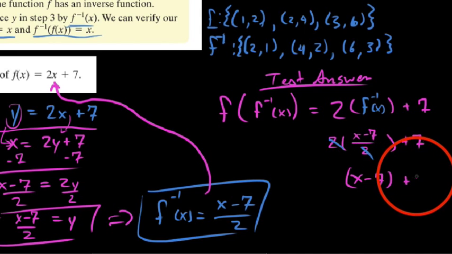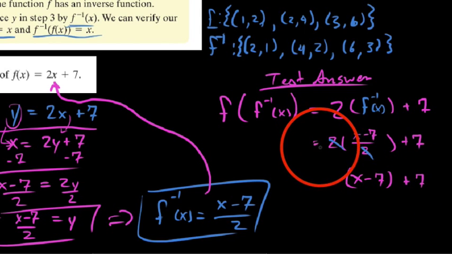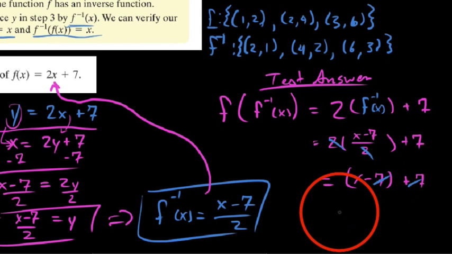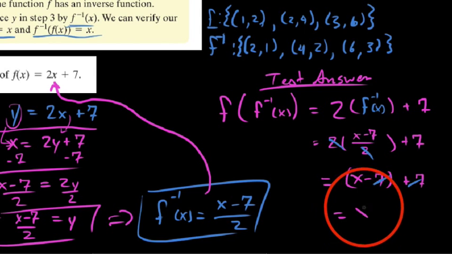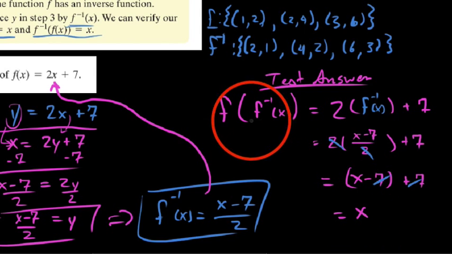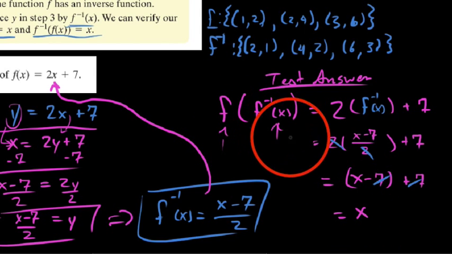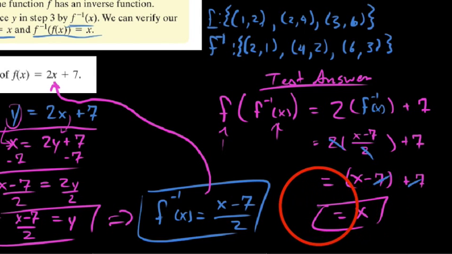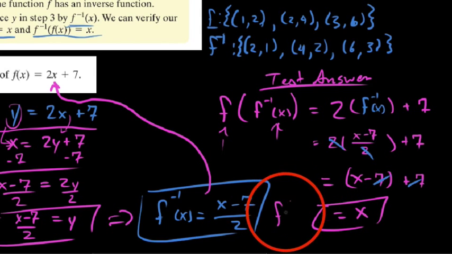I'll leave it in parentheses, plus 7. All of this comes down to the fact that we end up with the original input, which by definition of inverse means that f undid f inverse, and we got left with the original input here. So we have proved that these are inverses.